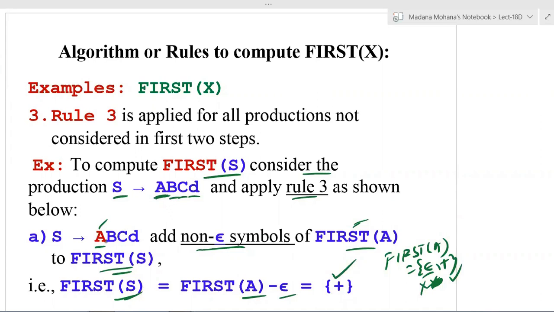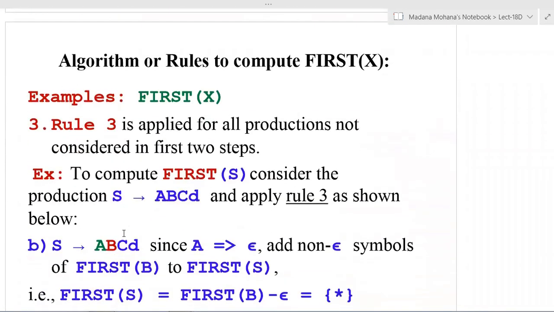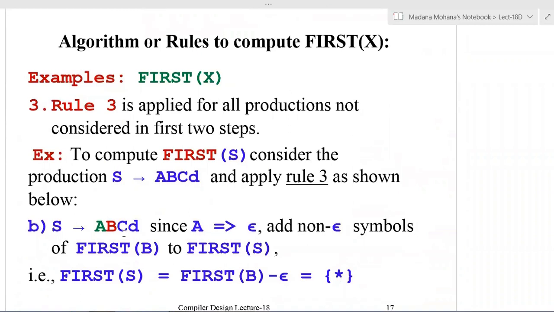Now why have we considered like this? Here A derives null. If A does not derive null, then directly you can take first values of A as it is. Now here A derives null. If you substitute A as null, then what do you have to do? Next grammar symbol you have to check, because as per rule 3, A derives null. Therefore now we have to consider B. So add non-epsilon symbols of first of B to first of S. Same process you can repeat.